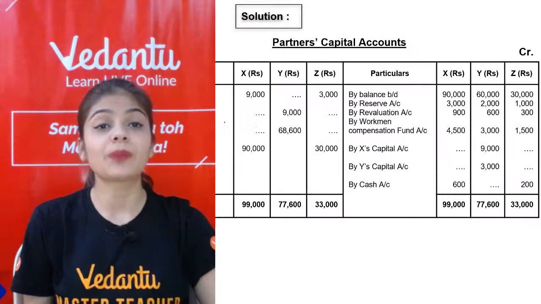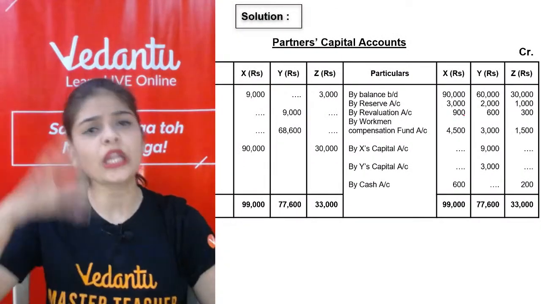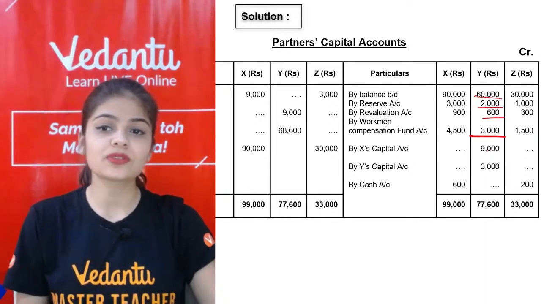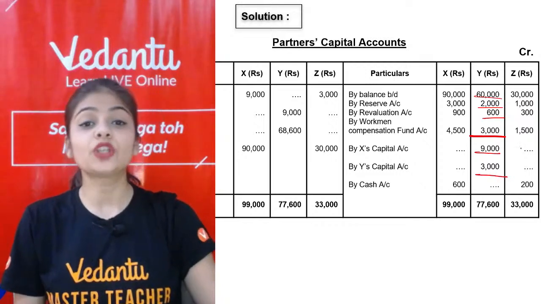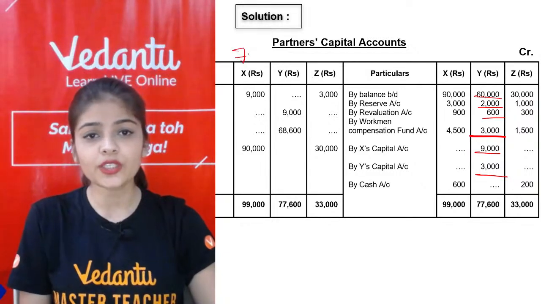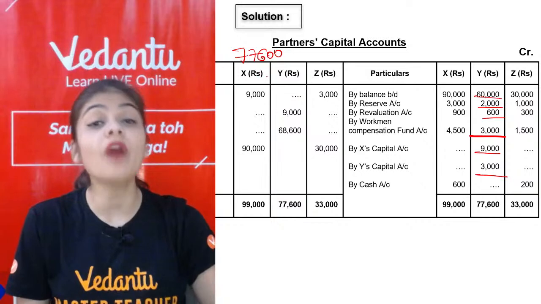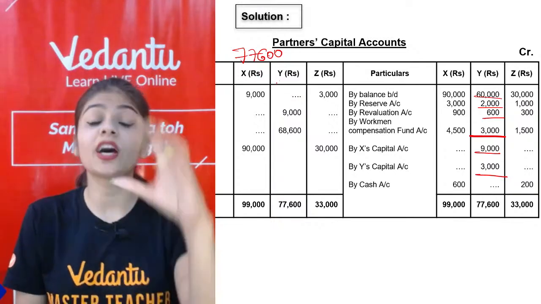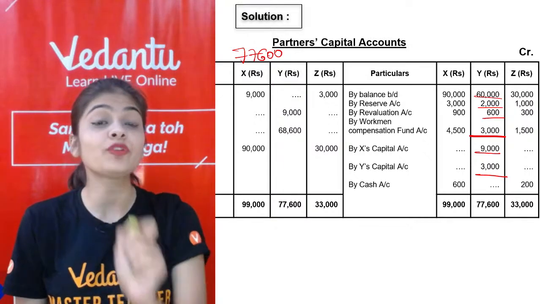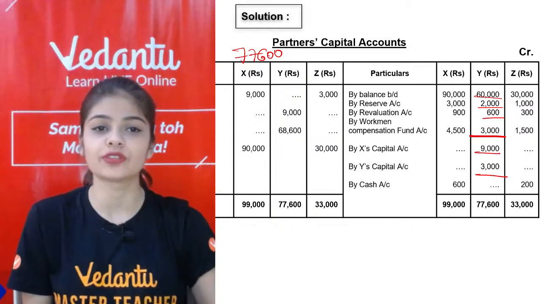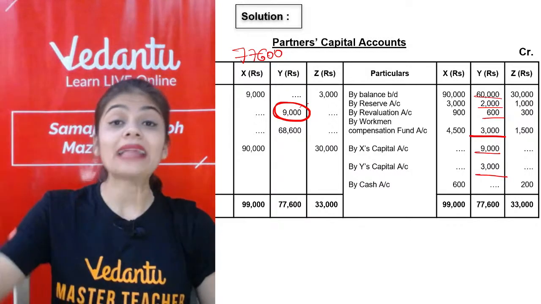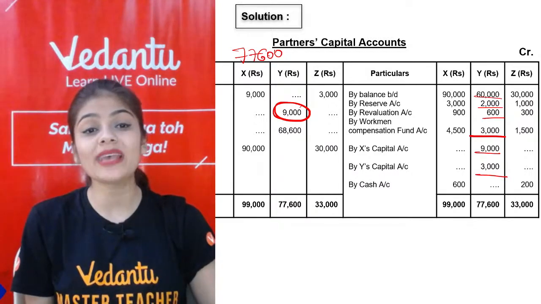So now when we prepare the capital account, we will find out the closing balance. So 60 plus 2 plus 600 plus 3,000 plus 9,000 plus 3,000. The total will be 77,600 of Y. The retiring partner's closing balance is 77,600, out of which we have to pay him immediately 9,000. So 9,000 we have paid immediately in cash, and the balance will be transferred to his loan account.